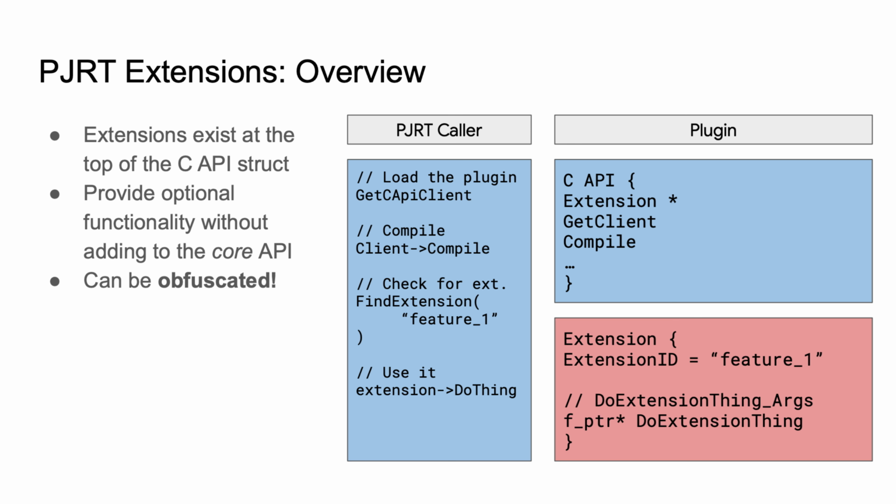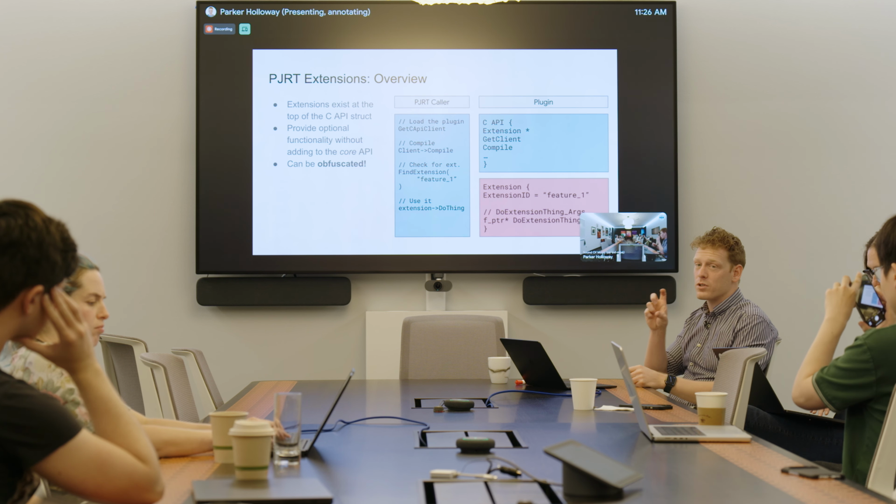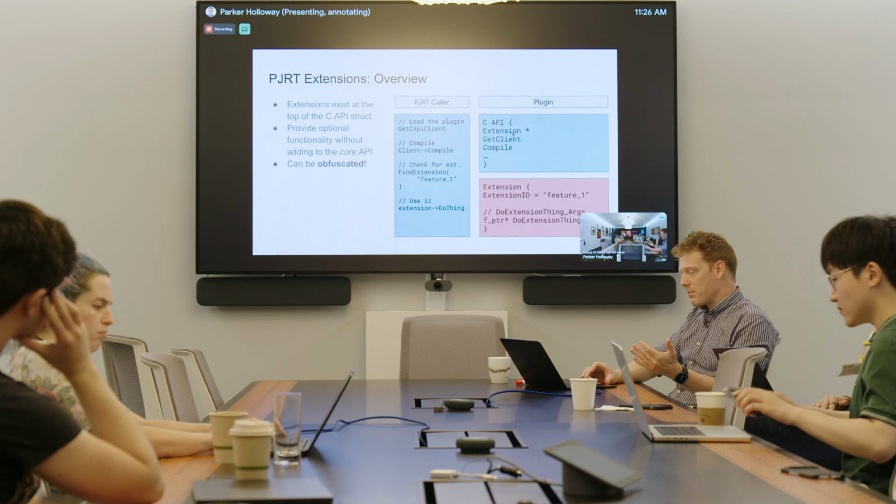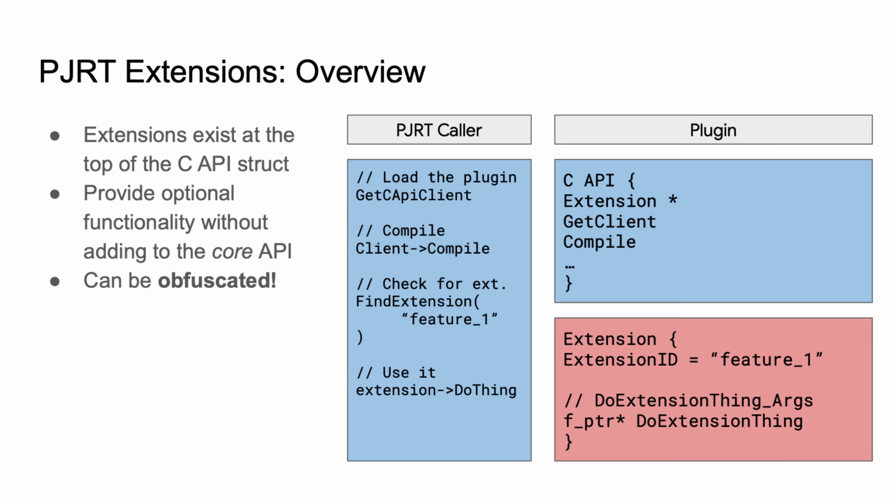They're just a linked list of additional function pointers that are grouped by the functionality that they provide. So in this example, you say, I have a C API extension that has feature ID feature 1, and that feature 1 has just 1 additional function pointer that it's exposing to the consumer of the plugin. So I can get my client, I'll call find extension on that client, and then if it has that extension, then I can do the thing that the extension provided.